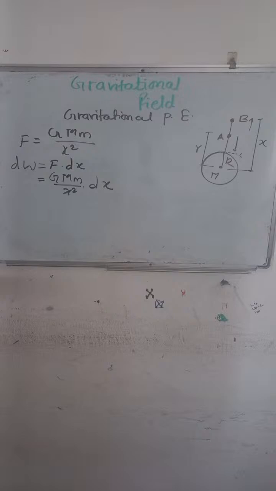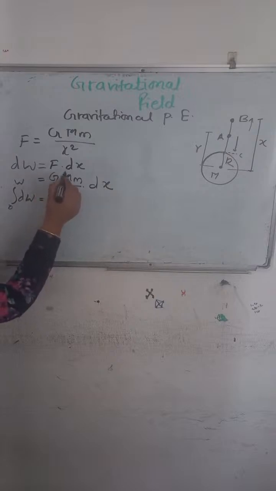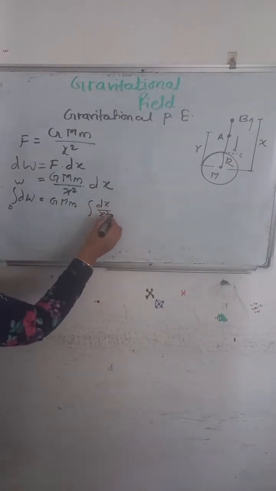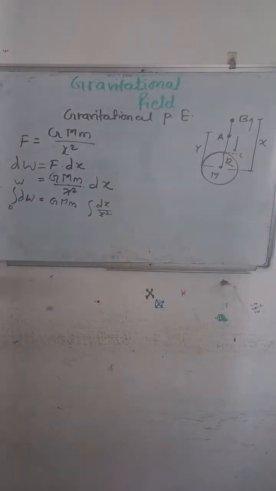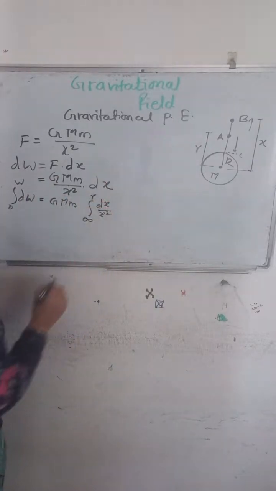So if we want the total work done in moving the body from infinity to A, you can take an integration on both the sides. So this is 0 to total work done. GMm, this is the gravitational constant, mass of the earth and mass of the body will remain the same, so you can take it out. So what is changing here? Distance is changing, because we are doing the work done. Now that body we are moving from infinity to point A, that is nothing but r.